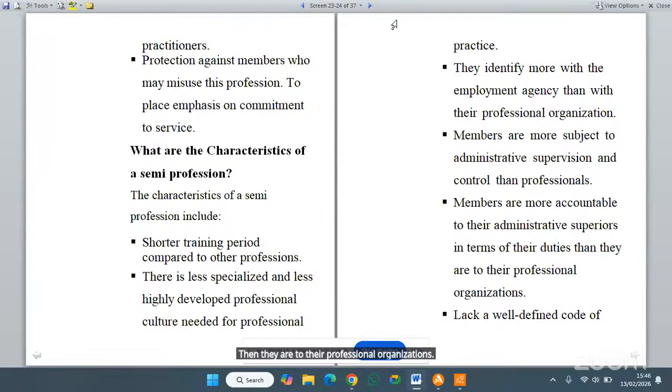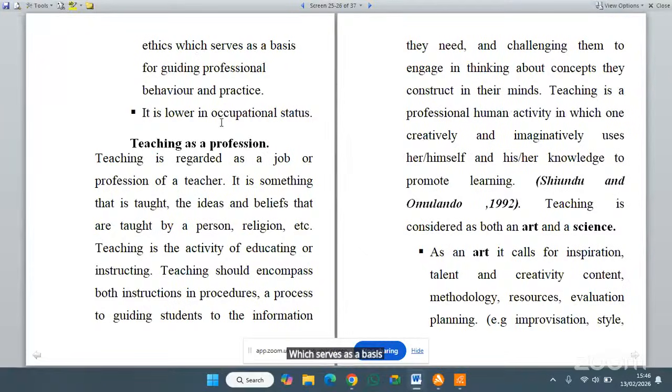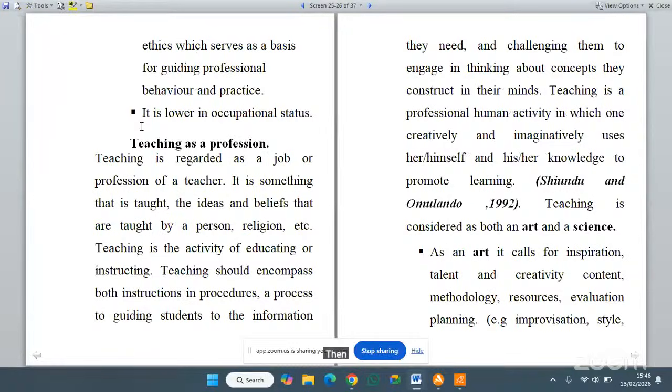Lack of a well-defined code of ethics, which serves as a basis for guiding professional behavior and practice. And lastly, it is lower in occupational status. So the status is low. They are not as respected as other scholars, as other professionals. Those are the characteristics of a semi-profession.